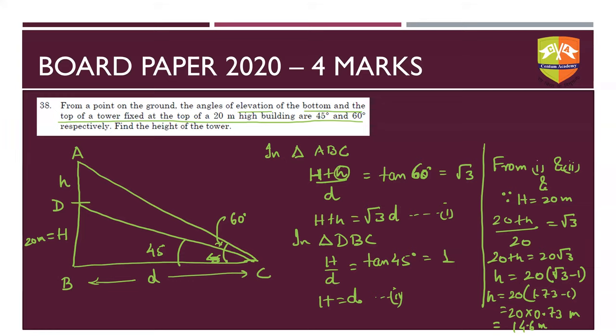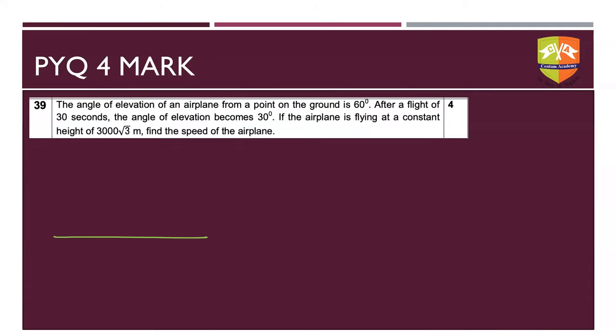Okay, next one. Now airplane, good, solve it. You should not miss. These are very easy low-hanging fruits in your board paper.